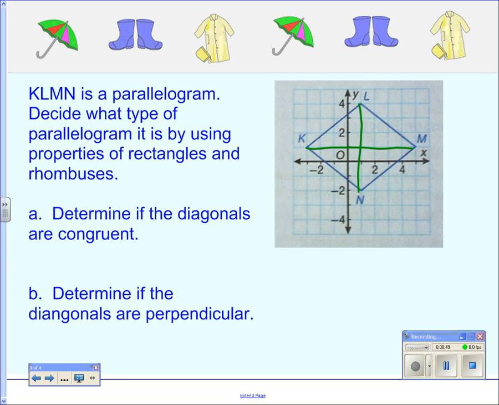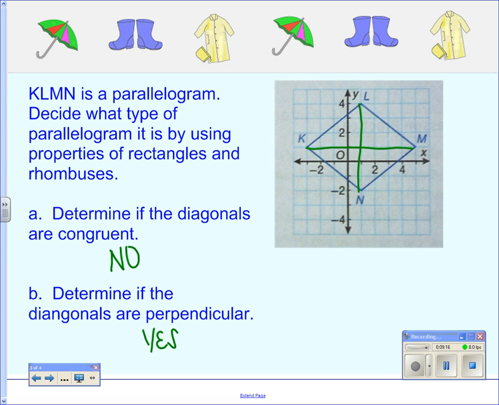So can it be a rectangle? No, because what do we know about rectangles? Their diagonals are congruent. Okay? Are the diagonals perpendicular? One's horizontal, one's vertical. It means they are perpendicular. So is it a rhombus? Yes. Does that make sense? That's all it has.